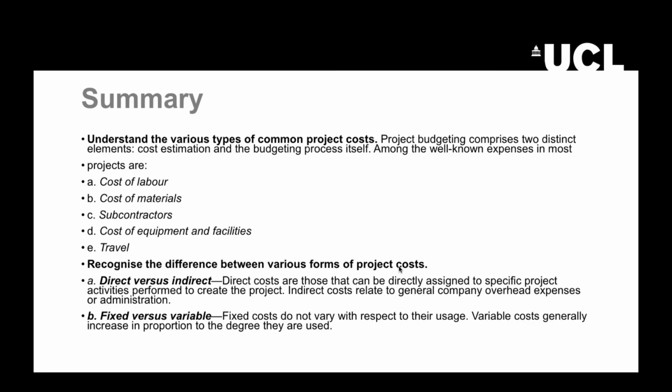So here you have the summary for this session. Basically, it's important that you understand the different types of project cost that you can find in a project and to recognize the differences between various forms of project cost. Particularly important are the differences between direct and indirect costs, and to understand that we will have some fixed cost versus variable cost. So that's all from me now.